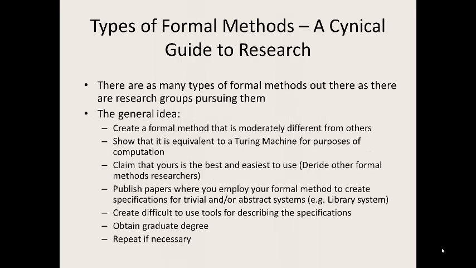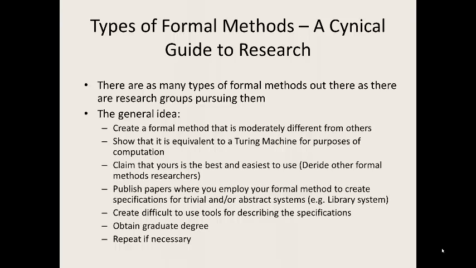So, here's a cynical guide to research in formal methods. If you take a look at some of these and take a look at some of the literature, you'll probably notice some patterns. The general idea is that people tend to create formal methods that are moderately different from all the others. They show that it's equivalent to a Turing machine for purposes of computation. That gets you a research paper. They claim that theirs is the best and easiest to use, so you can basically deride the other formal method researchers, and then publish papers where they employ their formal method to create specifications for trivial or abstract systems.